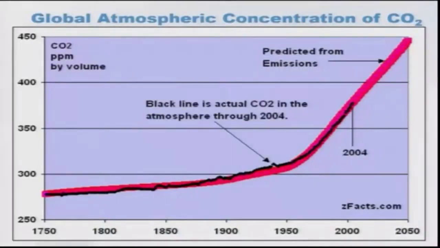There is a great concern for global atmospheric concentration of carbon dioxide, which I have shown here. These are ppm by volume, right. ppm is basically parts per million. If you look at 1750 CE, that is common era, that level was around maybe 275, it remained almost constant, of course increasing a little at a slow slope. But around 1950 onwards, it started increasing at a faster rate. These are all predicted, the red color is the predicted emission, and the black one is basically the actual carbon dioxide data from the atmosphere. And if you look at it, it is really going according to prediction.